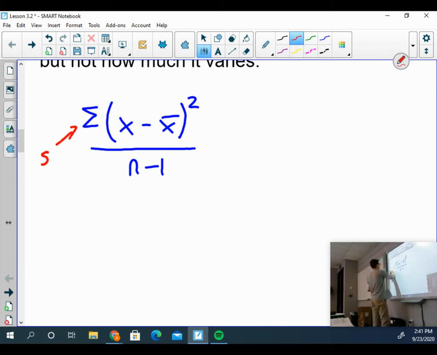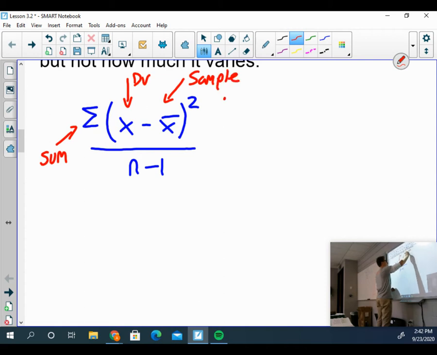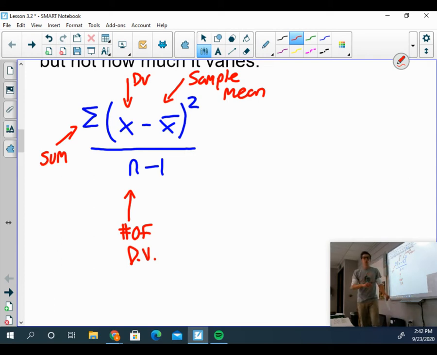So let me write some terms here for you. This is a sum. This stands for data value. Remember, this is the sample mean. And this stands for the number of data values. So just like when you calculate mean, you add them all up, divide by however many there are. Well, we added all our stuff up, a little more complicated, but we added all our stuff up. We're going to divide by however many there are. Okay? And in doing this, this gives us our variance in our data.